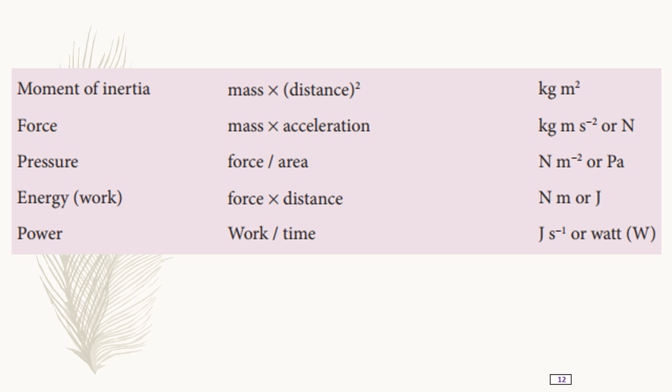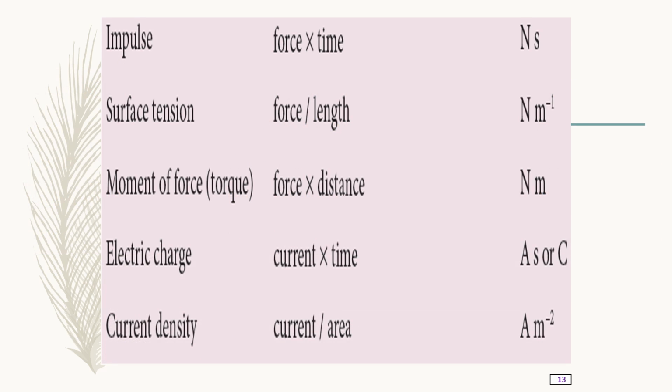Then we come to the pressure. The formula is force by area. So the unit is Pascal or Newton per meter square. Energy or work. The formula is force into distance and the unit is joule or Newton meter. Power is work by time, so joule per second or watt. Then we can learn about the impulse, right? Force into time, so Newton second. Surface tension, force by length, so you will get it as Newton per meter. Moment of force, torque, that is force into distance, is Newton meter.